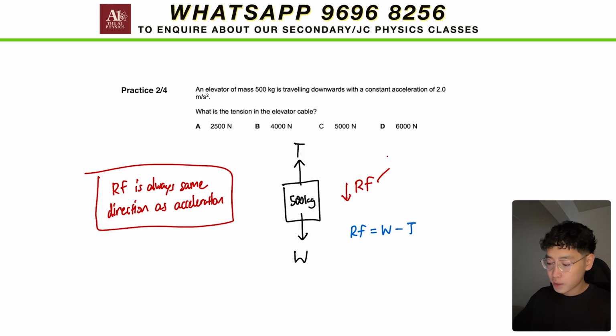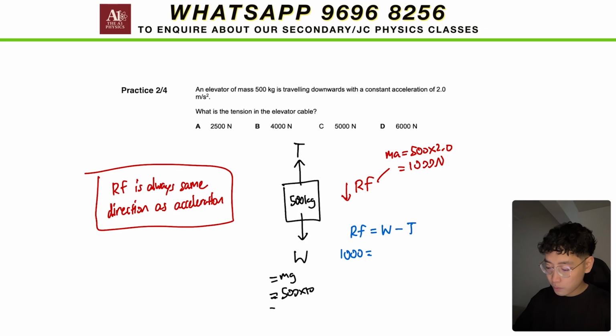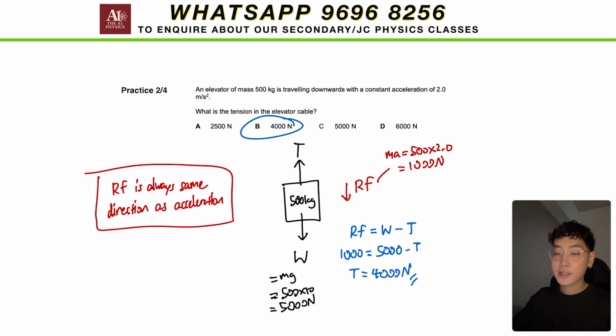RF you can calculate using ma, which is 500 times 2.0 equals 1000. So subbing into this equation, we will get 1000 equals W, which equals mg. So 500 times 10. Remember that on Earth, the gravitational field strength is always 10. 5000 minus T. So T equals 4000 newtons, right? And that's our answer for this question.